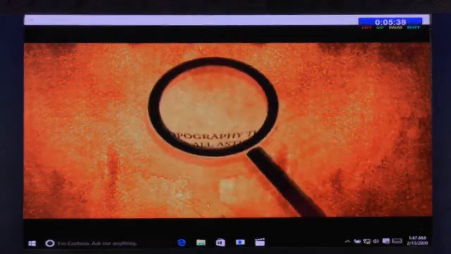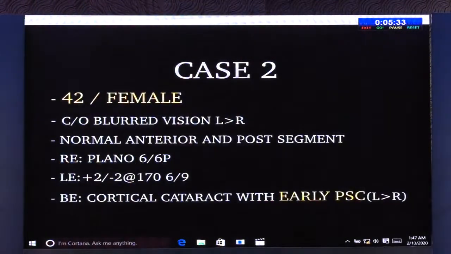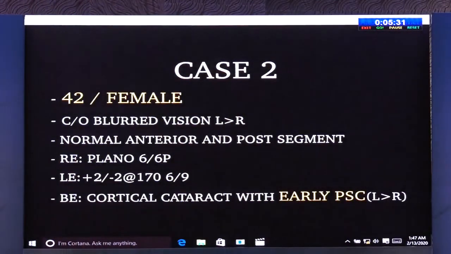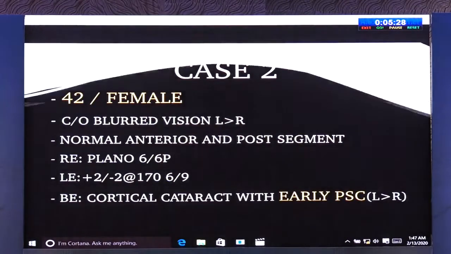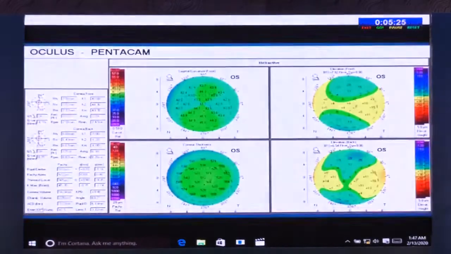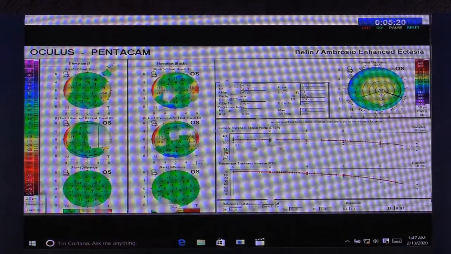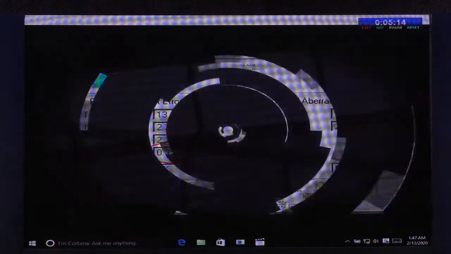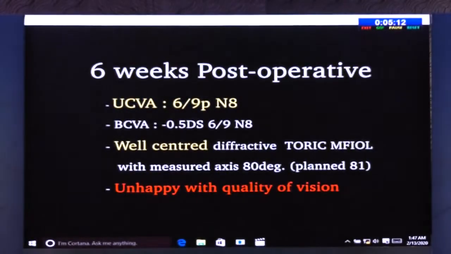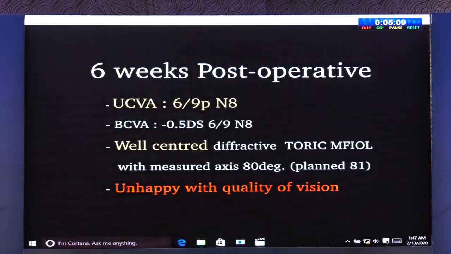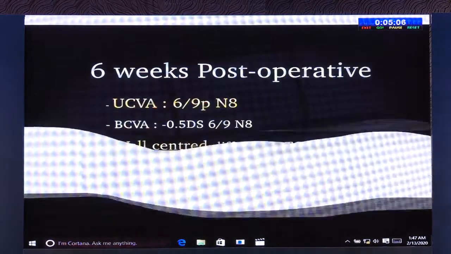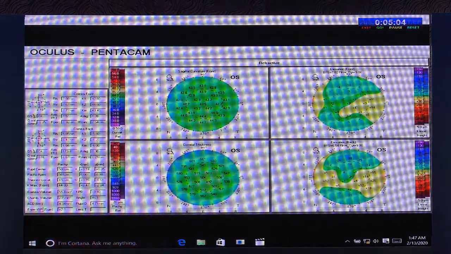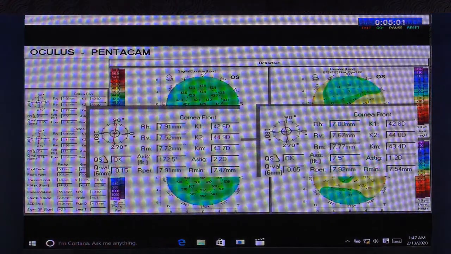But is topography the absolute answer to all our questions? Here is a case of a 42-year-old female with a PSC cataract and a -2 diopter astigmatism. The topography showed with-the-rule astigmatism and no irregularity, but on seeing the aberrometry map, it showed higher HOA values. Post-op, the toric IOL was well centered. However, the patient was still unhappy. Residual cylindrical astigmatism of 1.2 diopters was seen post-operatively.